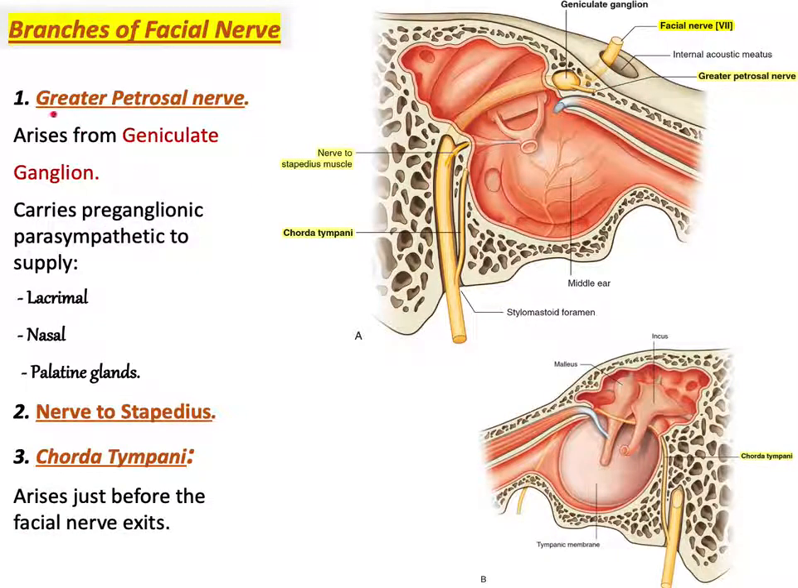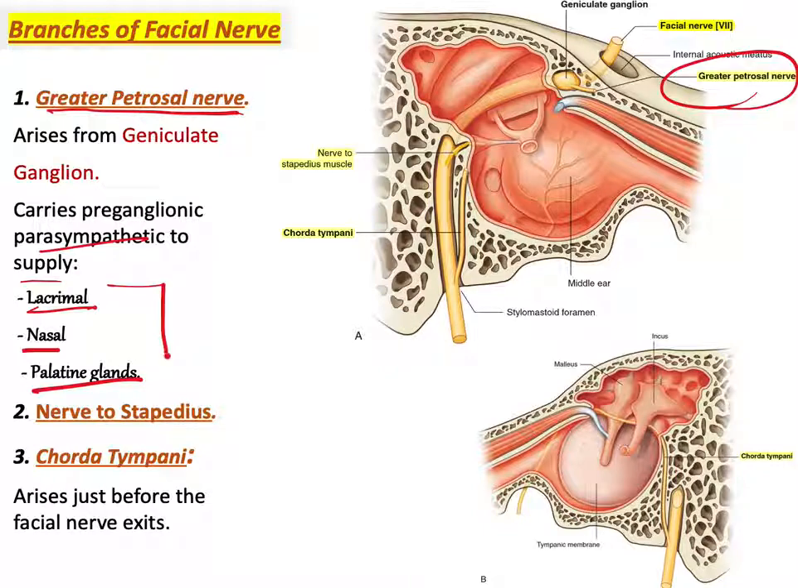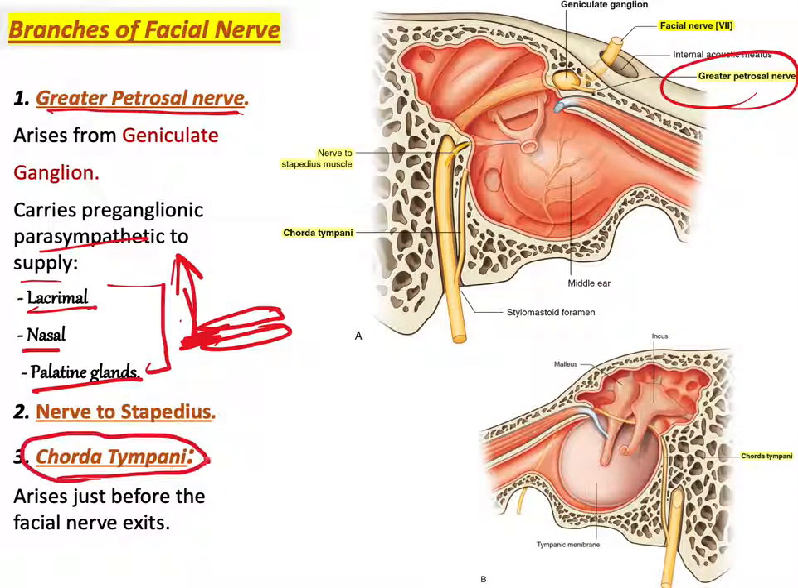So as I mentioned before, the greater petrosal nerve gives parasympathetic supply to lacrimal glands, nasal area, and palatine glands. That means any salivary gland and lacrimal gland above the oral fissure, above the palate and nose and so forth, like the nose, like the palate, like the orbit. But the Chorda Tympani arises here as you see.